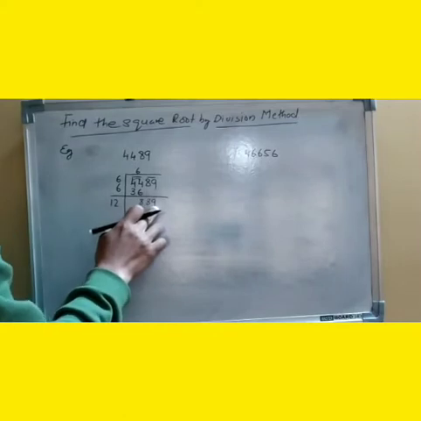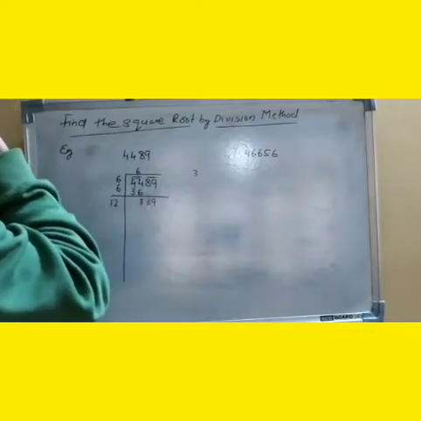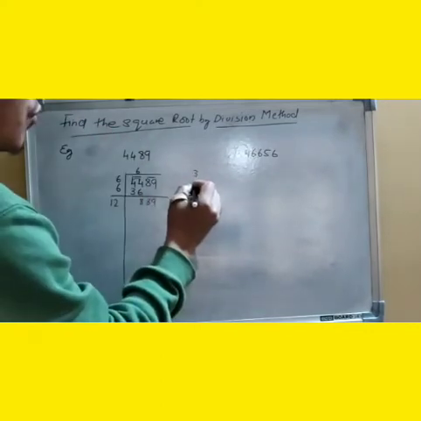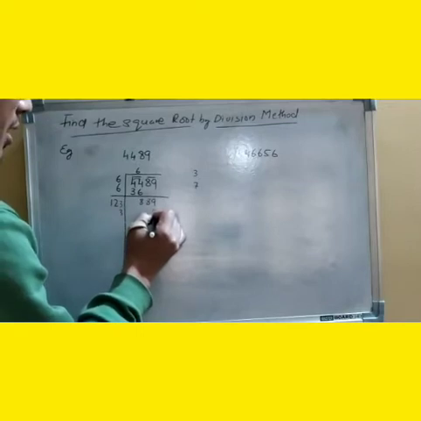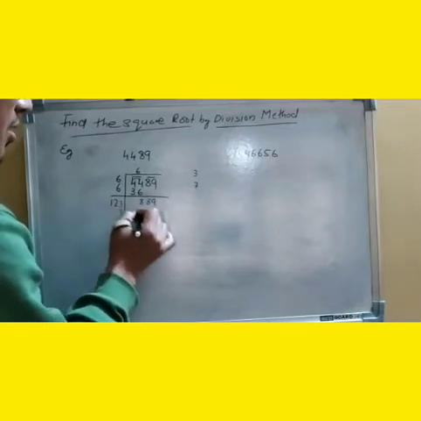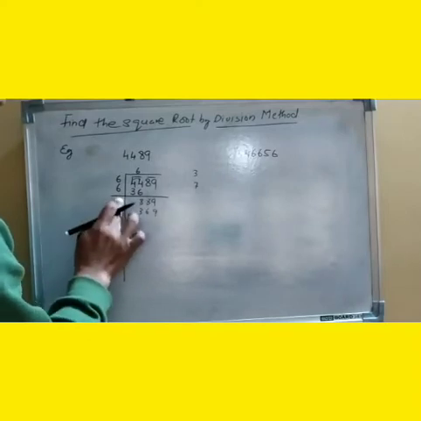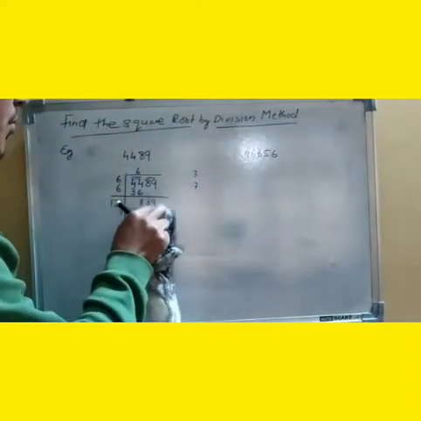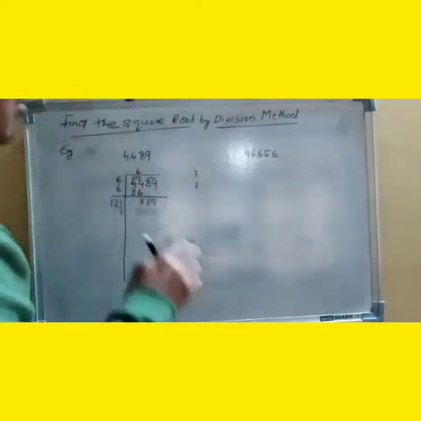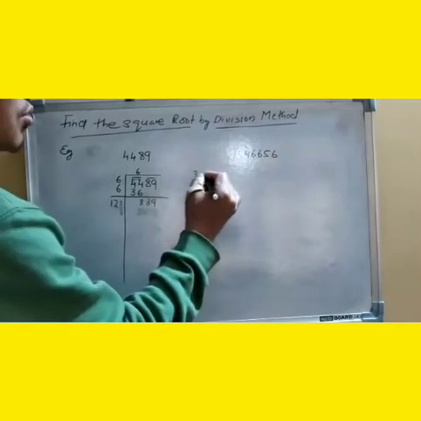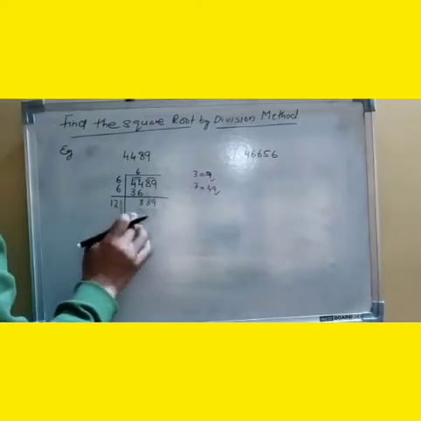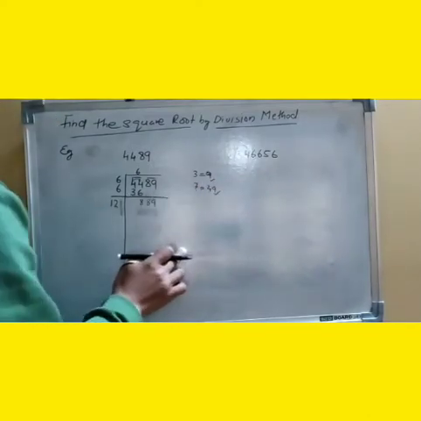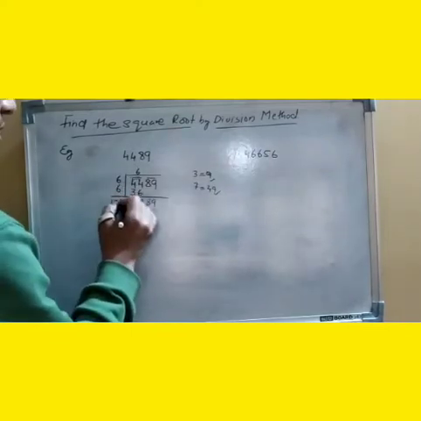Now look here. Since the last digit is 9, the square root of 9 is what? 3 threes are 9, and 7 sevens are 49. If you multiply 3 here, 3 threes are 9, 3 twos are 6, 3 ones are 3. So 3 is not the correct answer. The next possible answer is 7, because 7 sevens are 49, last number 9. So these are the only two possible answers, and since 3 is not the answer, we will try with 7.